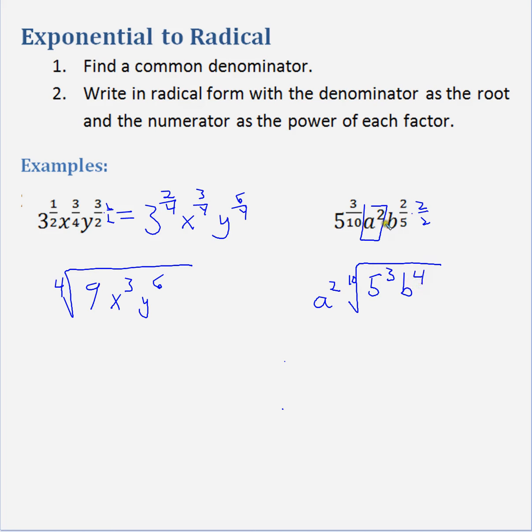And so if something's not in a fraction already, you don't need to put that as a fraction. So a squared times the 10th root of 5 cubed, which if you want to put as 125, that's fine, b to the 4th.